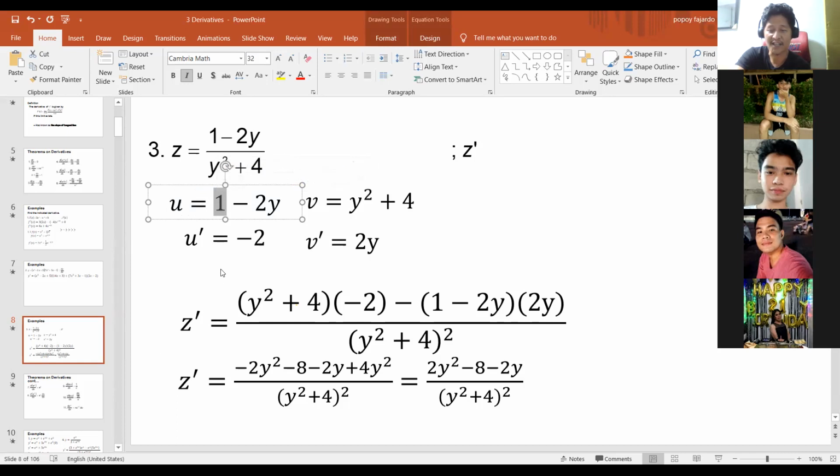Okay, so i-correct natin ha. Yung derivative ng constant ang mag-i-equal sa 0. Hindi sila equal sa 0, ha? Malinaw? Okay po. Derivative ng constant. Hindi yung number ang mag-i-equal sa 0.